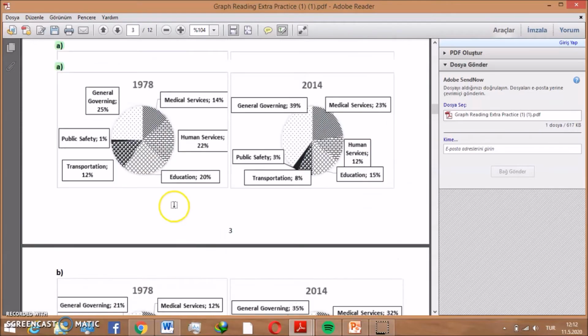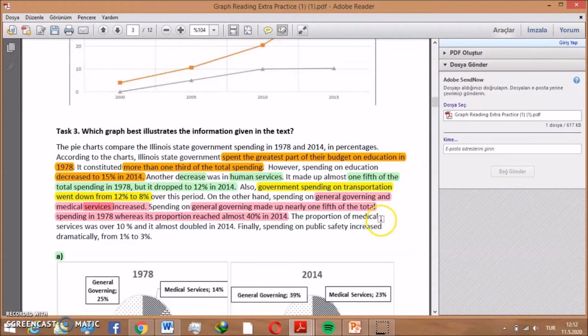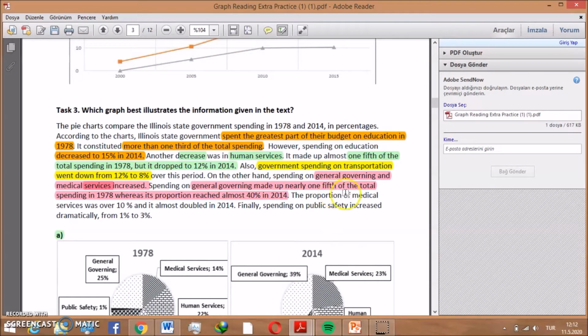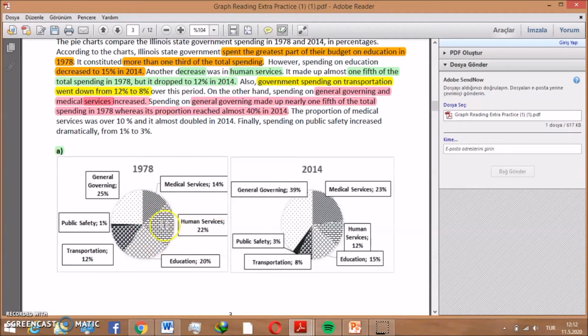Yeah, nearly, but let's say it is close. Okay, 21 is also okay. It is nearly 1/5 of the total spending, whereas its proportion means this one part, its proportion reached almost 40%. So let's check. Almost 40%, it means it is close to 40%.